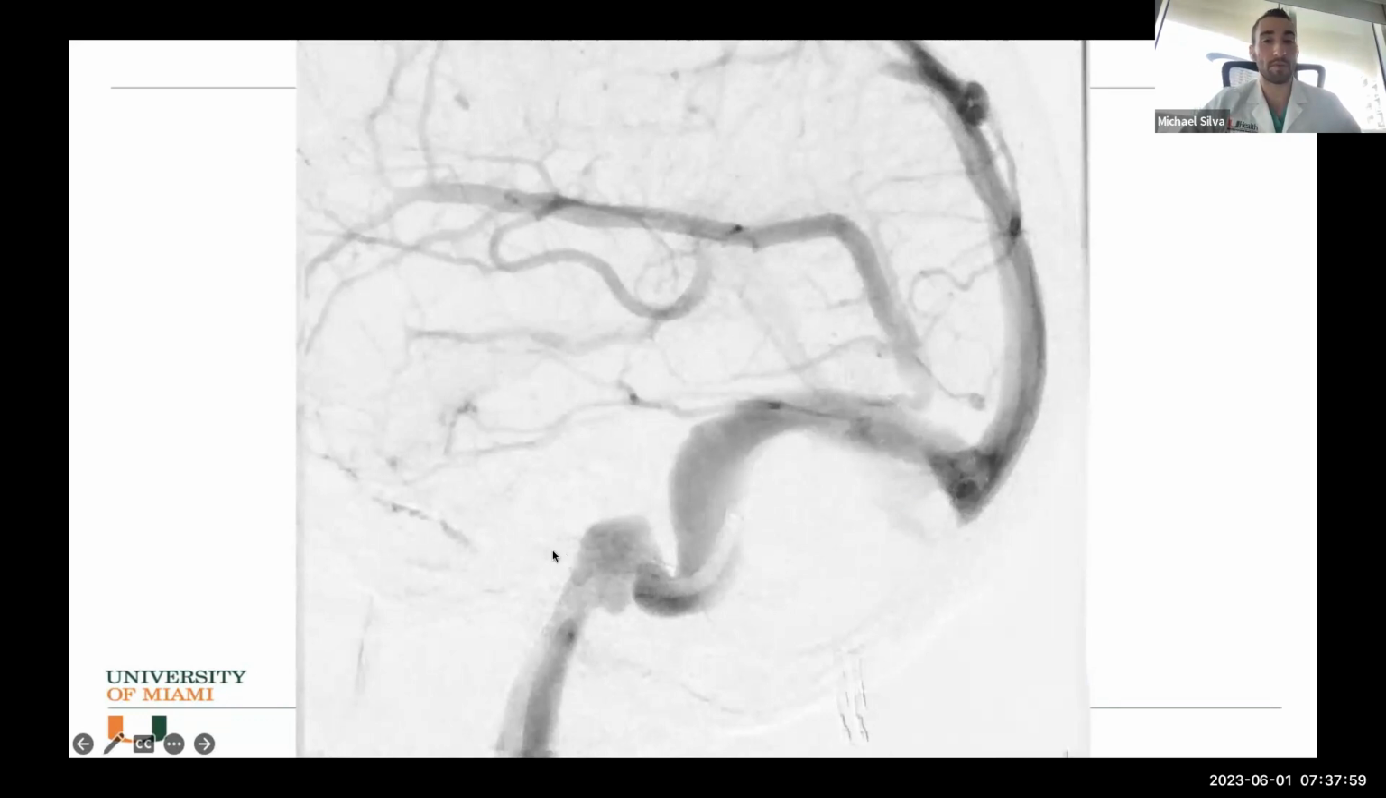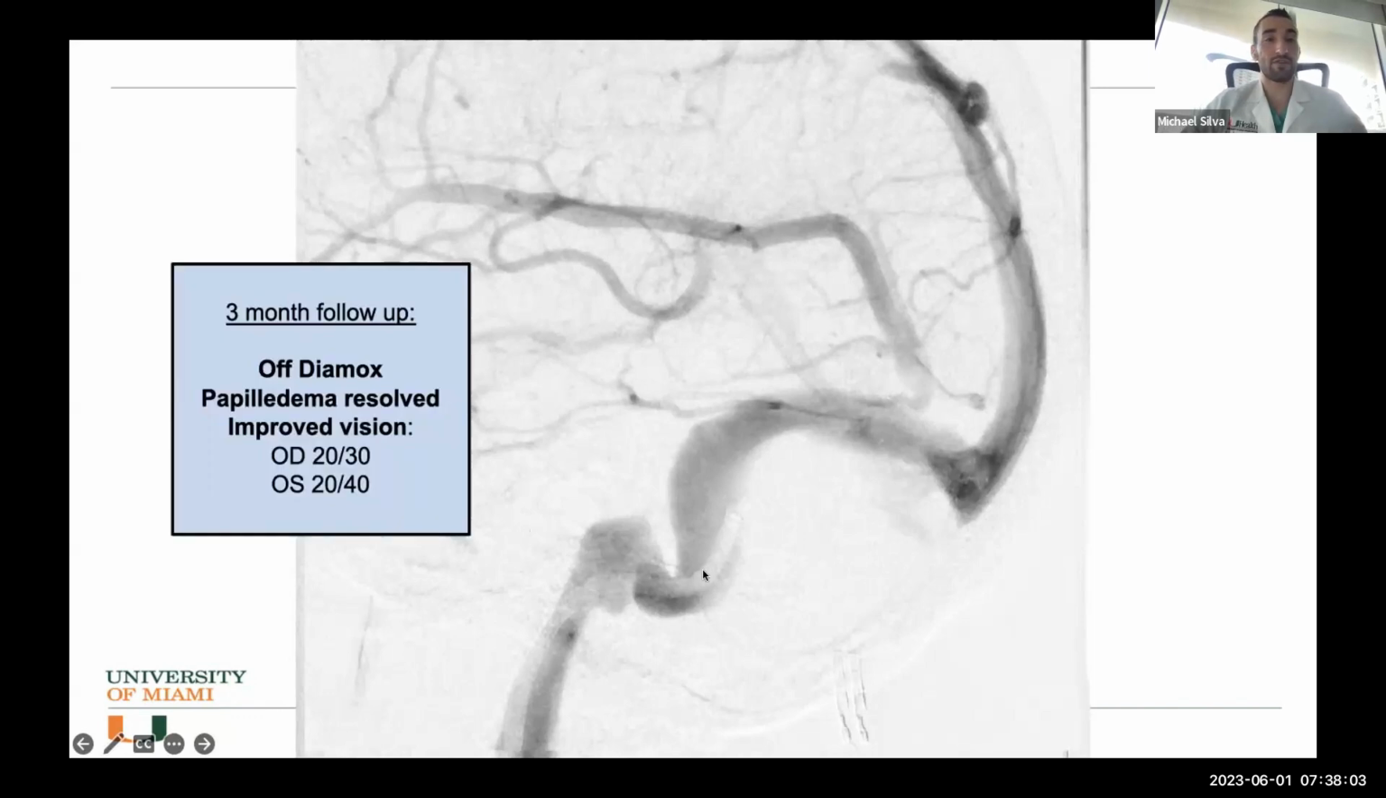So a fairly straightforward procedure, clear angiographic improvement afterwards. This patient did super well, off Diamox, papilledema totally resolved, and his vision is basically back to normal. So with good patient selection and the right patients, this is a very useful procedure and is becoming more and more popular, certainly avoids the issues that we're all familiar with shunts. And hopefully we get more data that helps us even better select for the best patients who would benefit from the procedure.